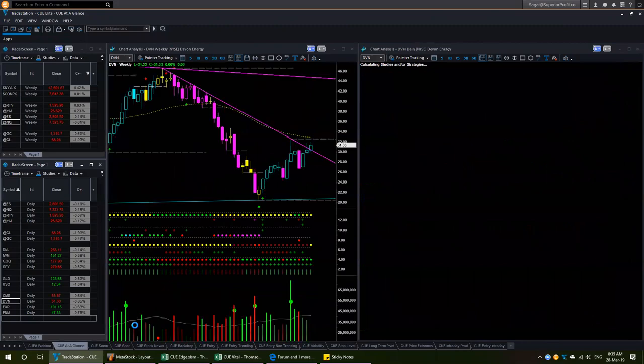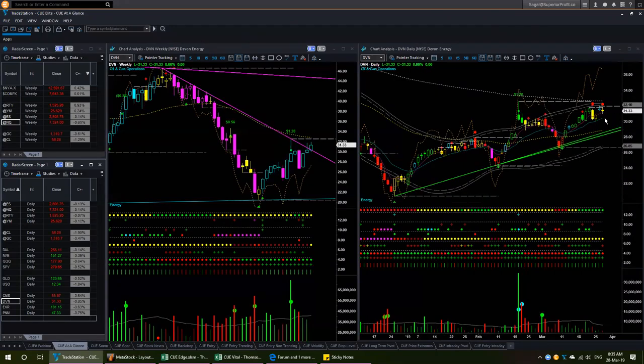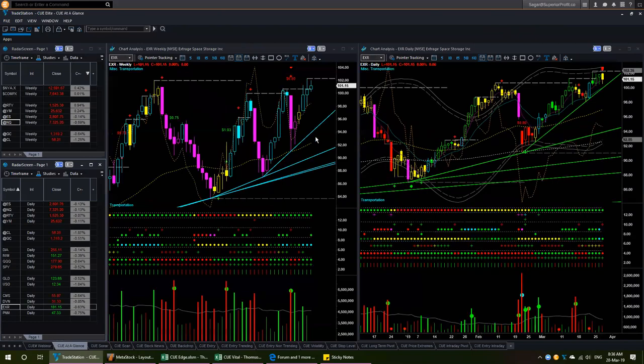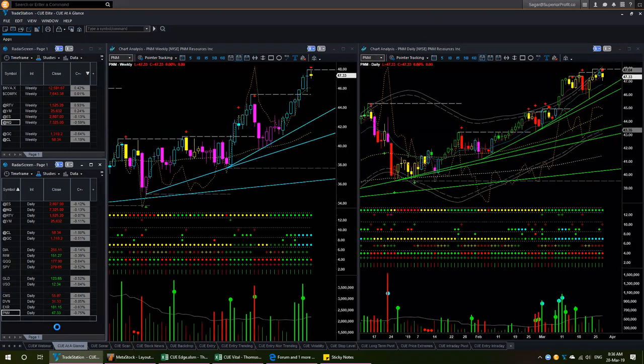DVN. The daily is indecisive, so we don't need to look at the weekly. Weekly is also cyan. So if we looked at weekly first, we didn't need to look at the daily. We are not going to take a short trade because the weekly is cyan. EXR, weekly cyan, that is one reason we are not going to take a short trade. Also, daily has a memory support, that is another reason we are not going to take a short trade.